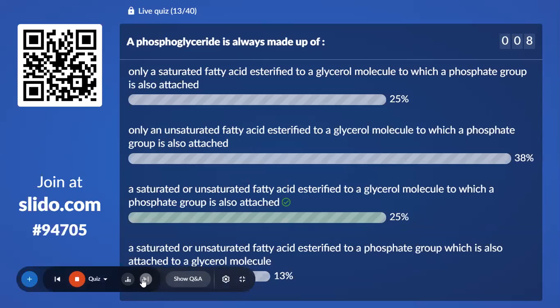Let's check the correct answer. The correct answer was given by only 25% of students, and the correct answer is: a phosphoglyceride is made up of a fatty acid that can be saturated or unsaturated, but it must be esterified to a glycerol molecule, joined with a glycerol molecule with an ester bond, and a phosphate group is also attached.